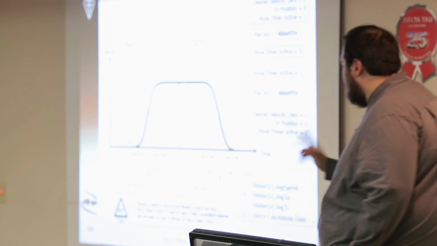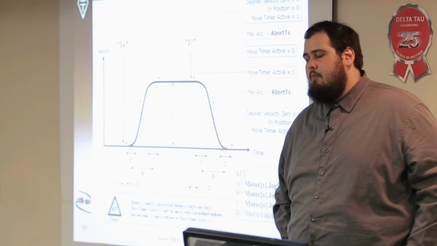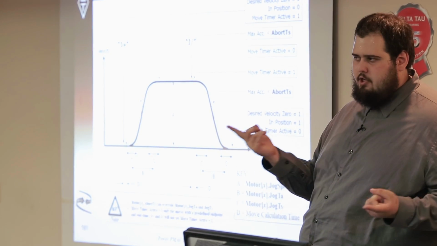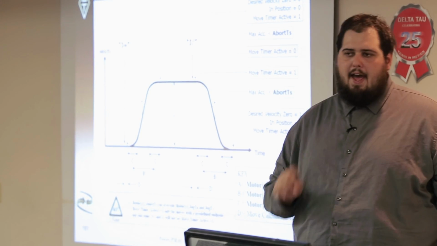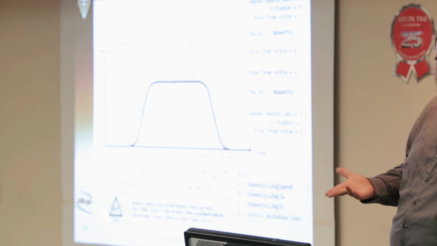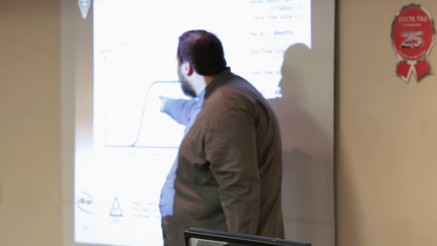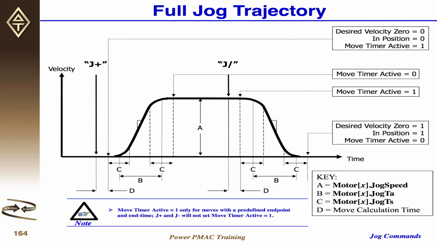So we see when you first issue the J+ command, desired velocity 0 and in position both go false, as we have a desired velocity of our jog speed. We are not in position as we're being commanded to move. And the move timer is active immediately because the acceleration profile is a defined profile. Now, once we get to our constant velocity, the move timer active bit goes false. The reason for that being, even though we are still moving, it's an indefinite move. It doesn't know when the move is supposed to end, so the timer stops itself because as far as it's concerned, it has reached the endpoint, which is just jog speed.